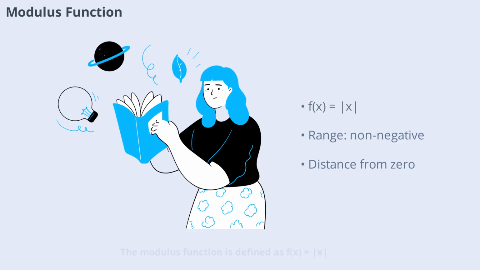The modulus function is defined as f(x) equals |x|, which gives the absolute value of x for every real number x. The output is always non-negative. The domain is R and the range is R plus, including 0. This function is useful for measuring distance from 0.